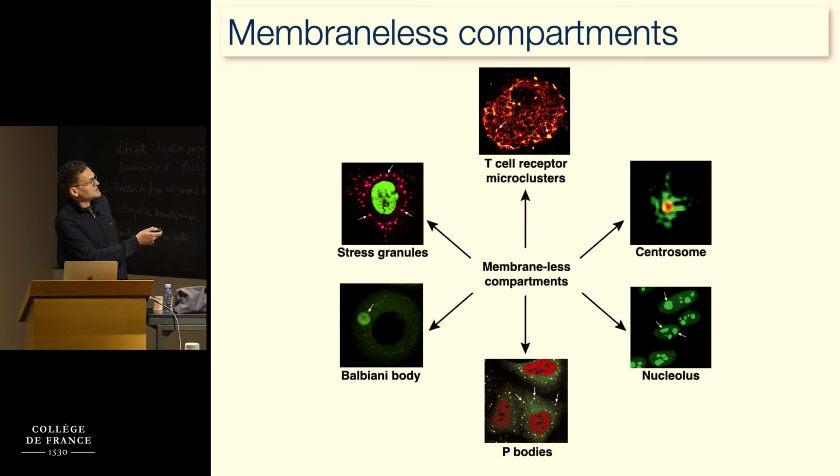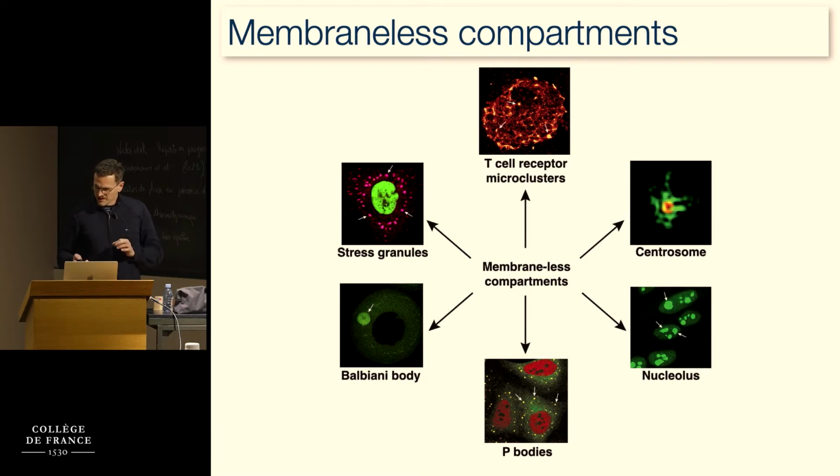We have these signaling T-cell receptor clusters on the surface of immune cells. We have centrosomes, which are important for nucleating microtubules, important cytoskeletal elements in cells. We have nucleoli, which are important for putting together ribosomal factories in cells. We also have P-bodies or processing bodies, Balbiani bodies, or stress granules. These are all very dynamic structures. They have no membranes around them, and they contain thousands to millions of molecules. For a long time we didn't really know how these structures form.